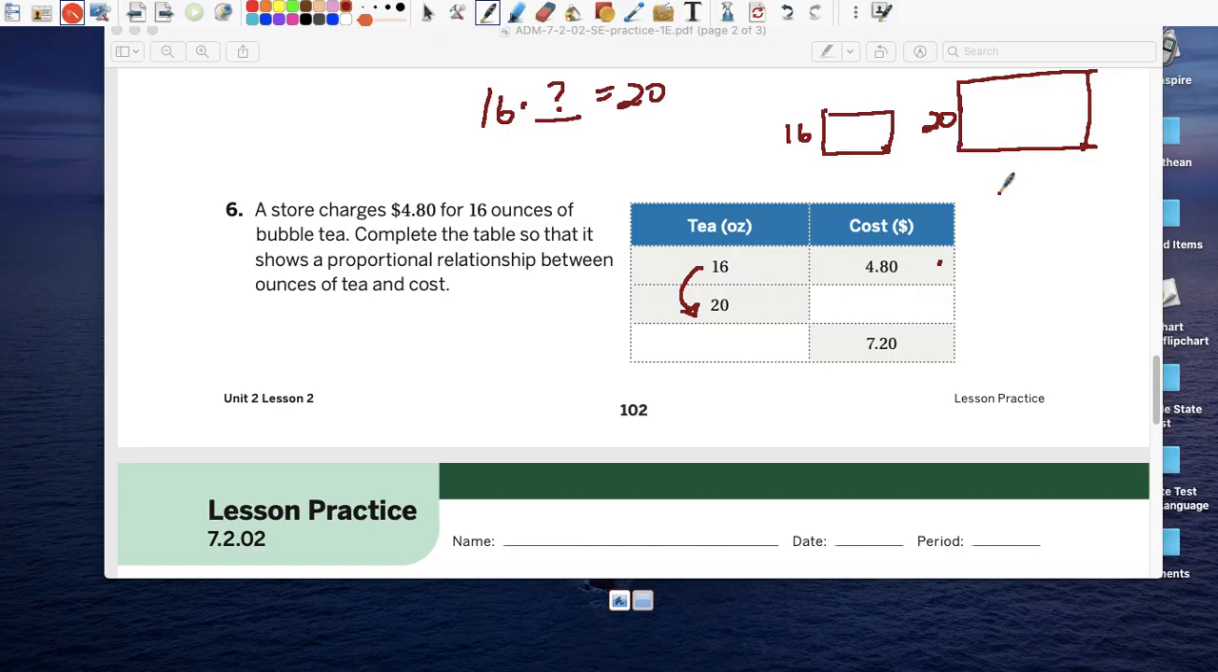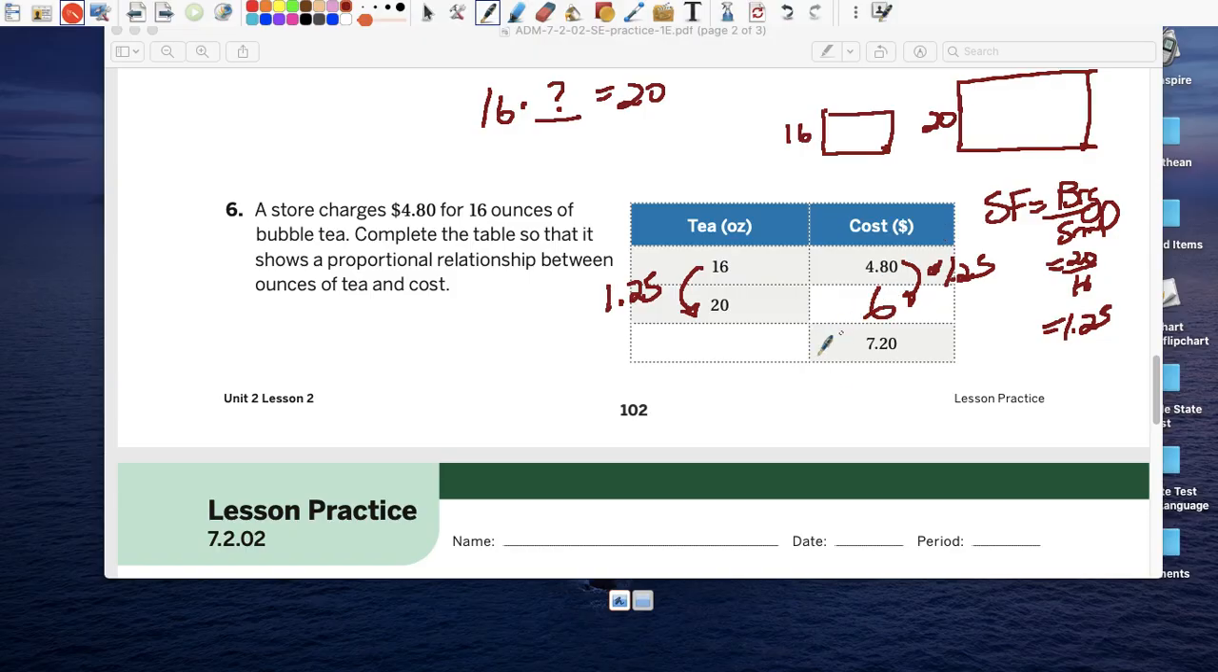Remember when we did scale factor? This is an increase, right? From 16 to 20, it's an enlargement. It got bigger. So we do big over small. Take your number 20 divided by 16, and you should have gotten 1.25. So from 16 to 20 is 1.25, which means going from 480 to that empty spot, you multiply it by 1.25. So 4.8 times 1.25 is $6. Okay, so that's that one.